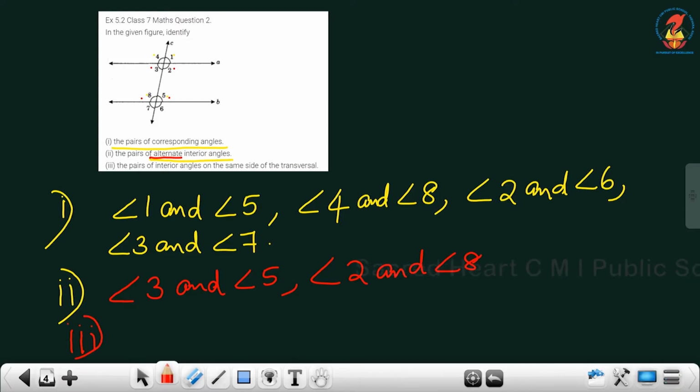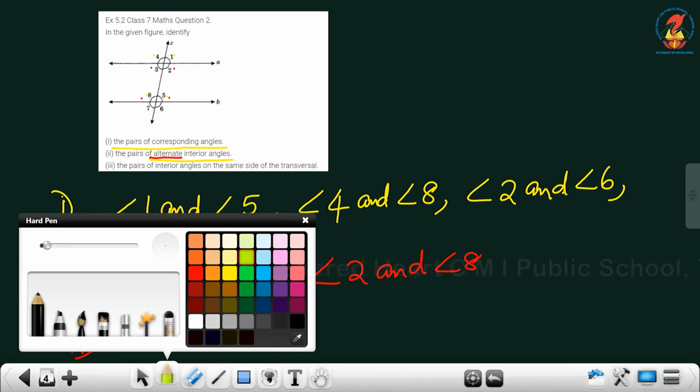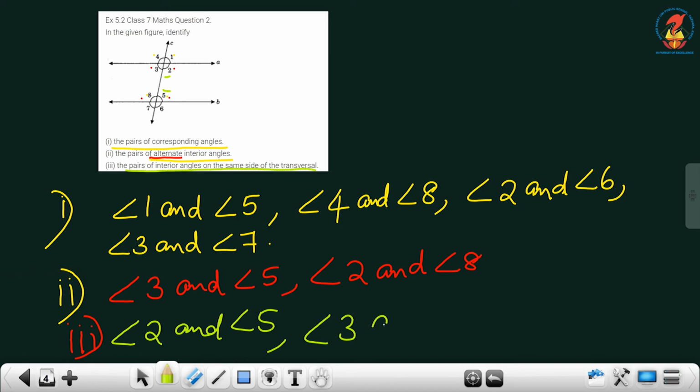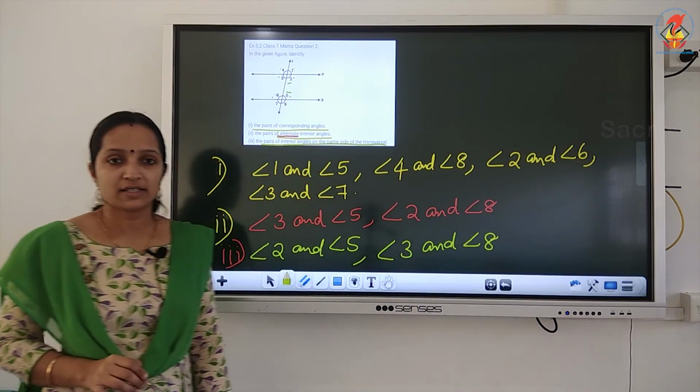Now what is the third question? Pairs of interior angles on the same side of the transversal. Same side of the transversal. So what you can write? 2 and 5, same side of the transversal, and they are interior angles also. So what is the answer? Angle 2 and angle 5. Now which is the next pair of interior angles on the same side? Angle 3 and angle 8. I hope this answer is clear.